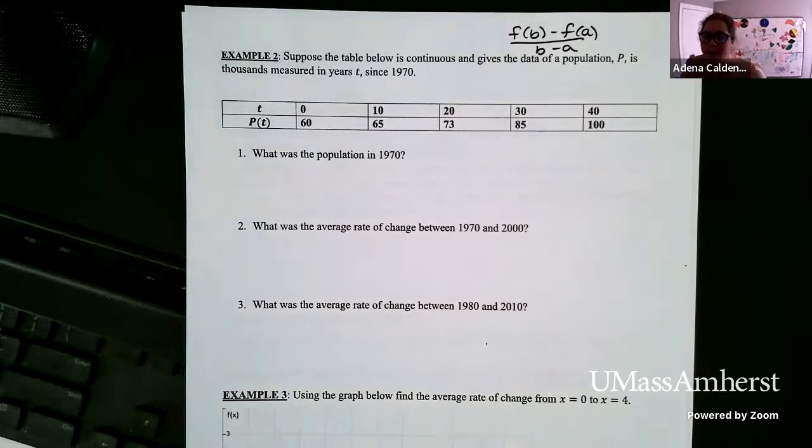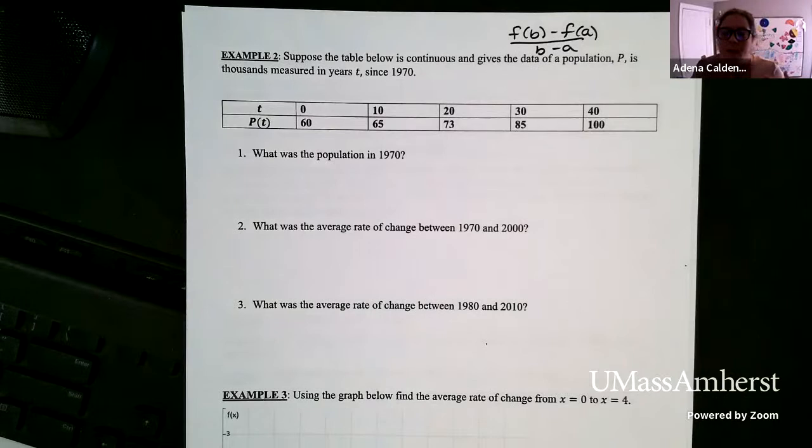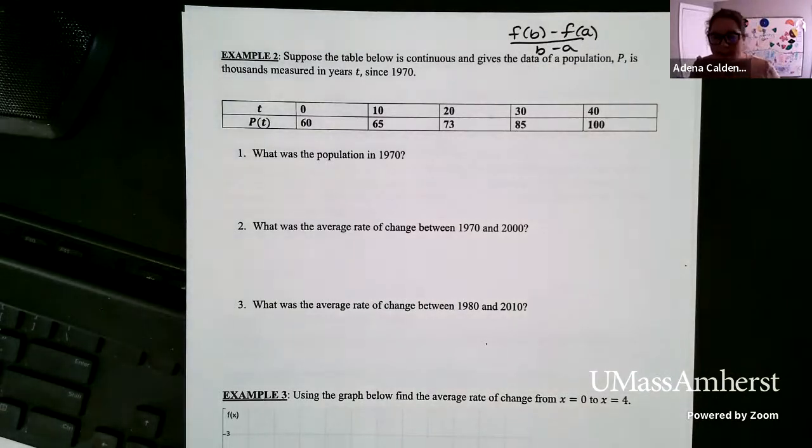So I'm going to give you about 3 minutes. I want you to try to answer these 3 questions. Feel free to talk to someone next to you. The TAs will come around and then we'll go through it together.